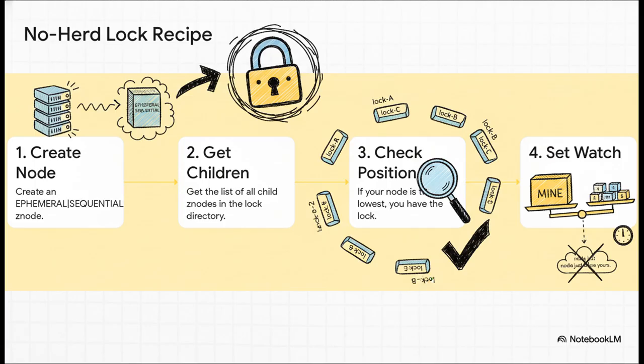The client then checks the list. Is its number the lowest? If it is, boom, it's got the lock. But if not, and this is the genius part, it doesn't watch the main lock folder. No, it only watches the znode with the number directly before its own.